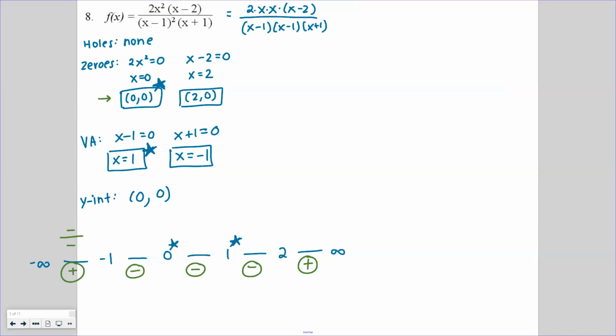Again, if you don't like it, then stick to plugging in numbers. Between negative one and zero, plug in negative 0.5 and see what the sign is. Between zero and one, plug in 0.5 and see what the sign is. Just an optional shortcut there.